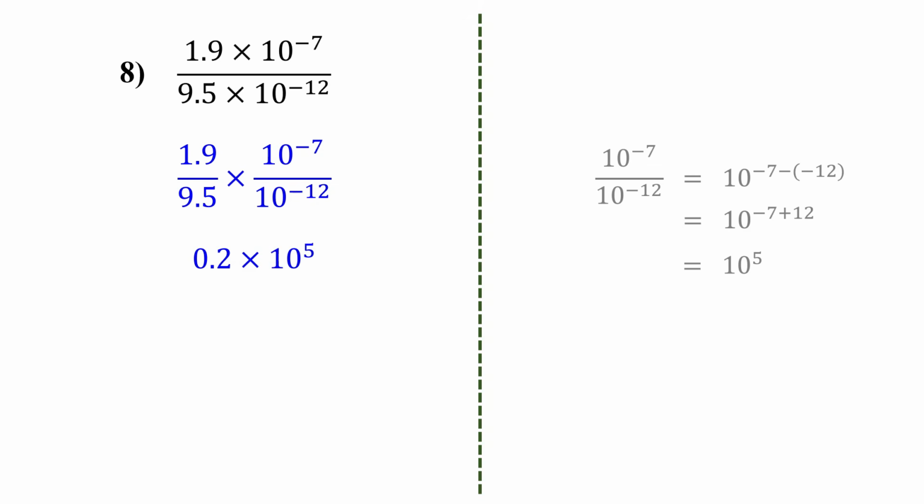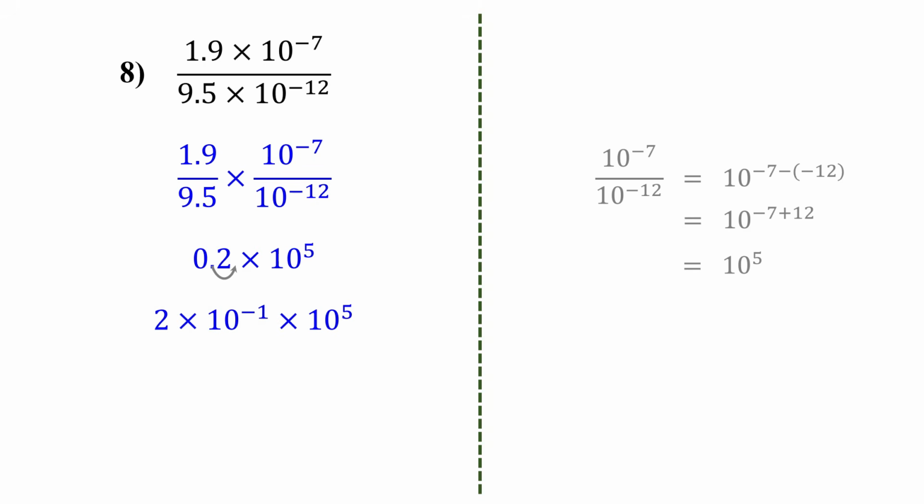Now it's time to check the number part. 0.2 is not between 1 and 10. So just like before, we need to adjust it. Move the decimal point 1 place to the right. That gives us 2, which is now between 1 and 10. To keep the value the same, we must multiply by 10 to the -1st power. So 0.2 is the same as 2 times 10 to the -1st power.